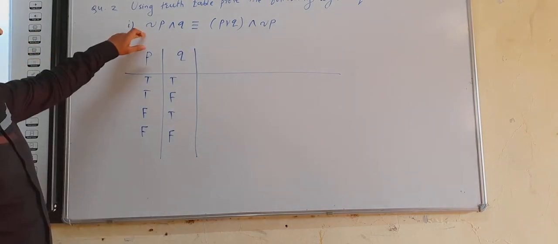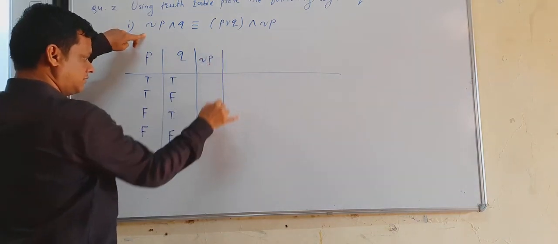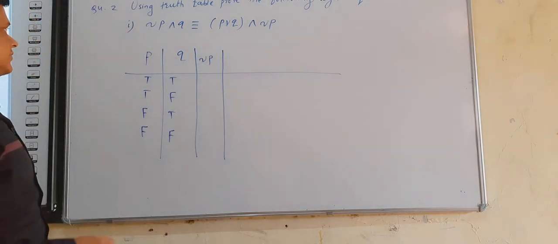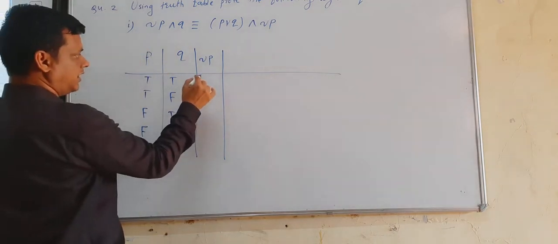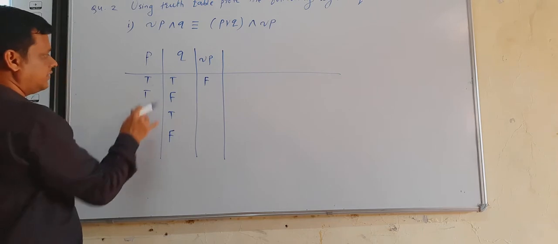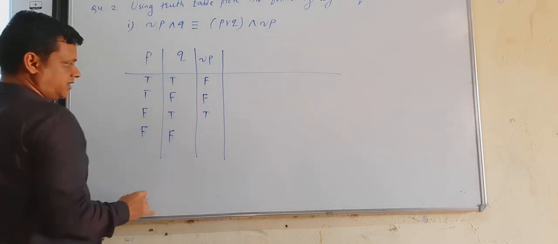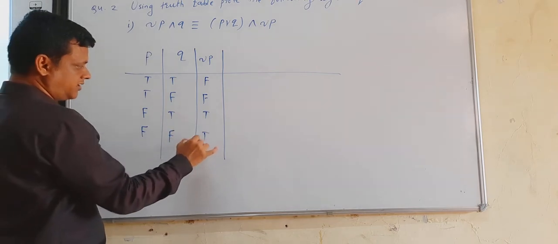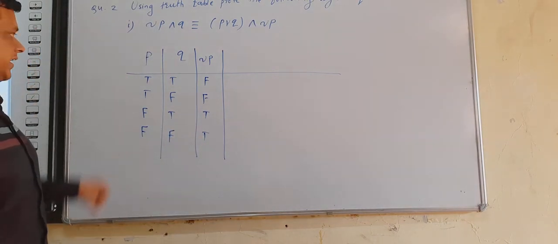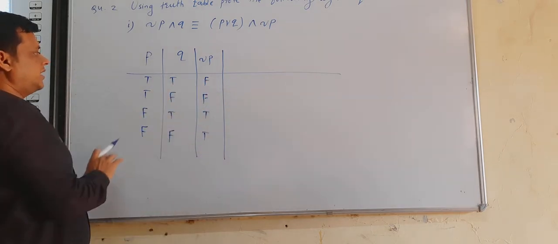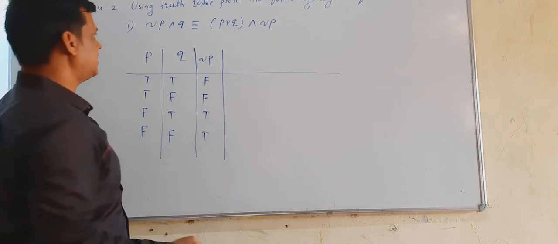Here the negation of P we have to evaluate first. Means make the negation of the truth value of statement P. If T, its negation is F; if T, its negation is F; if F, its negation is T; if F, its negation is T. Means if the given statement is true, then its negation is false. If the given statement's truth value is F, its negation is true.